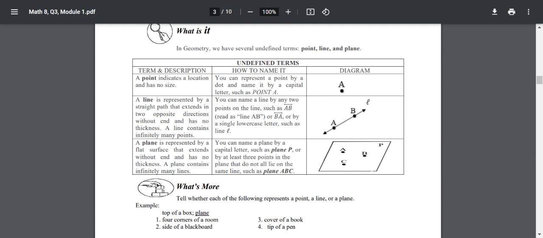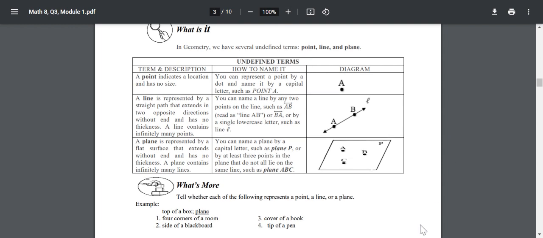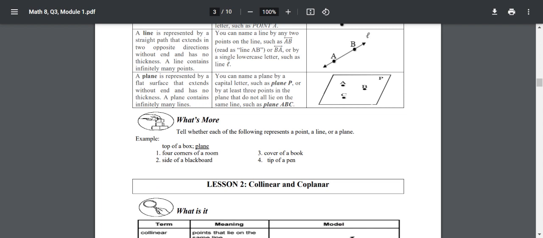So those are the undefined terms of geometry. Again, point, line, and plane. You familiarize, you study the differences, their description, and how to name them. And you may answer this practice activity. So you need to tell whether each of the following represents a point, a line, or a plane.